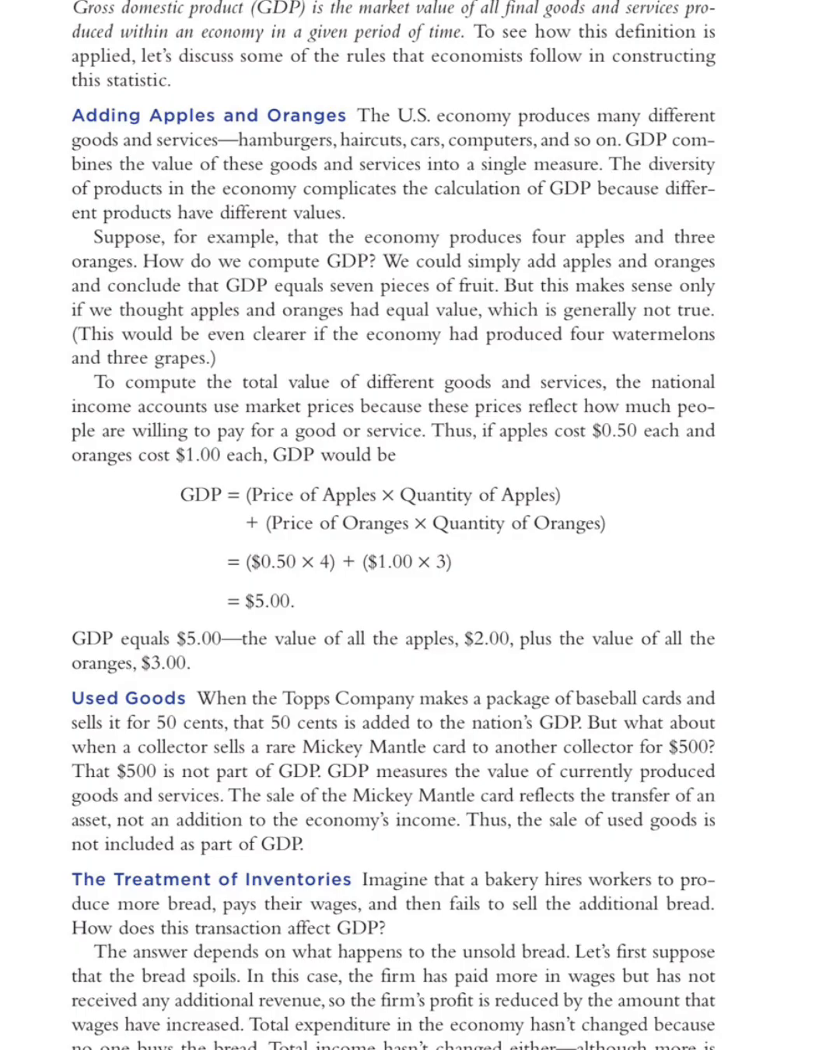In this case, the firm has paid more wages but does not receive any additional revenue. So the firm's profit is reduced. Wages have increased, but total expenditure in the economy hasn't changed because no one buys the bread. Total income hasn't changed either, although more is distributed as wages and less as profit.